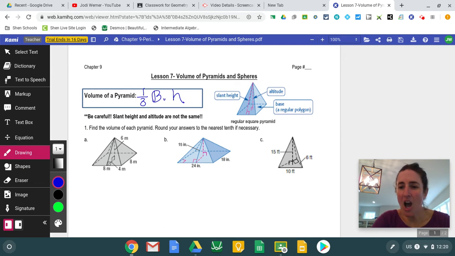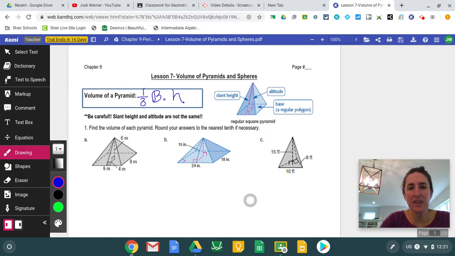Now, unlike the cylinder where it was pi r squared for big B, the base of the pyramid can change. The base is a square, or it could be a rectangle, like the third example or second example there, or it could be a triangle. That's even crazier. So let's look at some fun examples here.